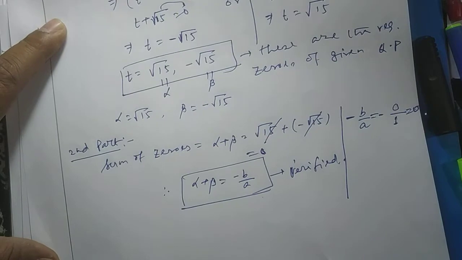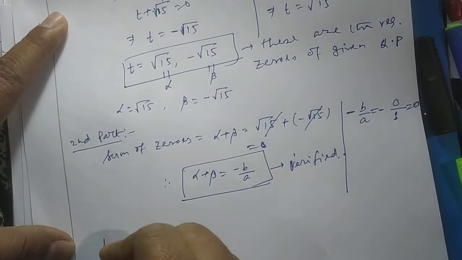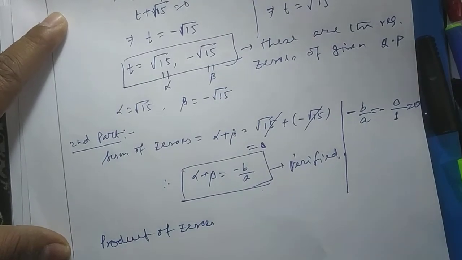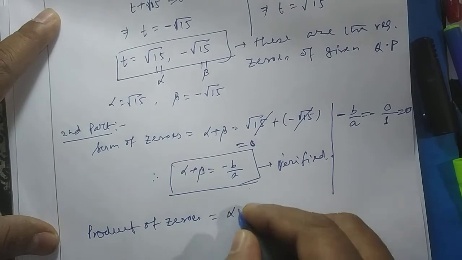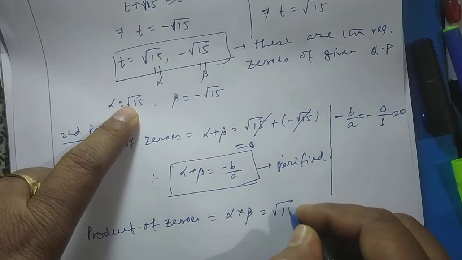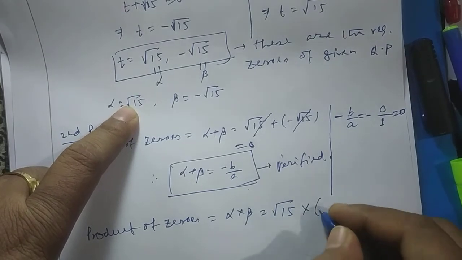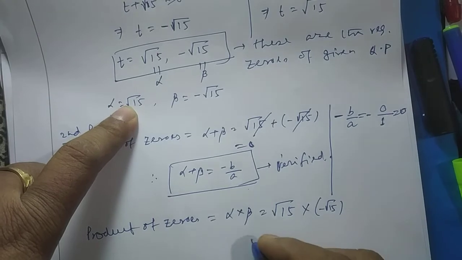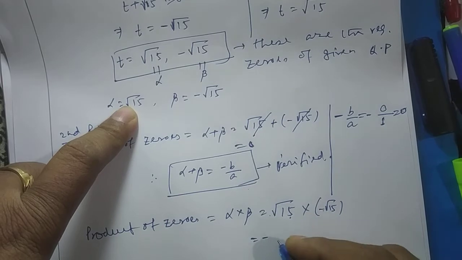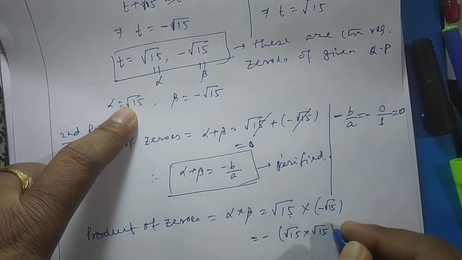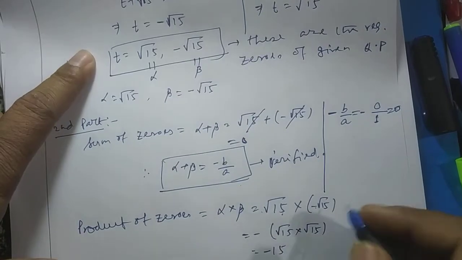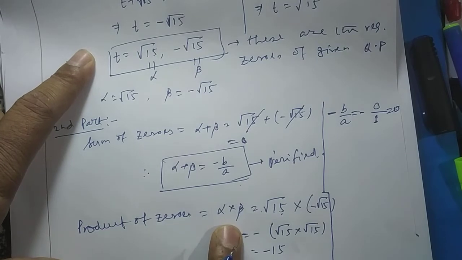Now let us verify the second one. Similarly, find the product of two zeros. Product of two zeros means you have to find alpha into beta. Here alpha was √15 and beta was −√15. Correct? Then it will be minus into plus, −√15 into √15. Root 15 into root 15, the square root will be removed, so it is −15. Correct? So in this way, we have got alpha into beta.